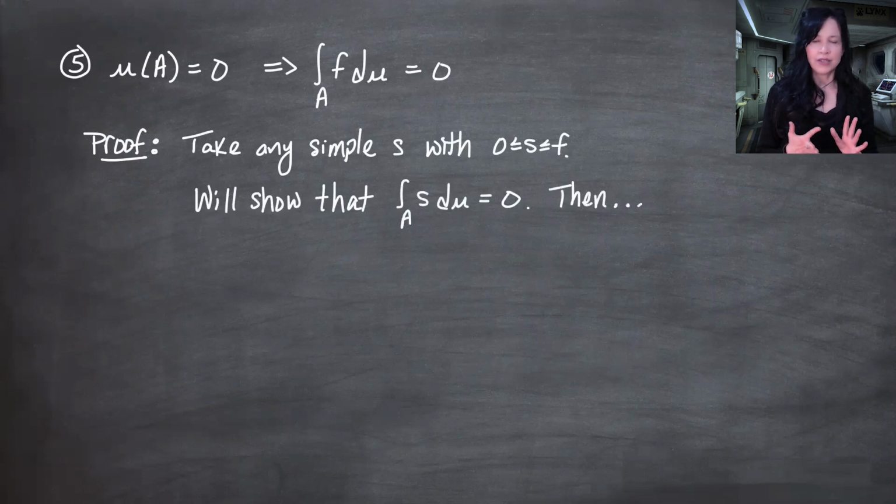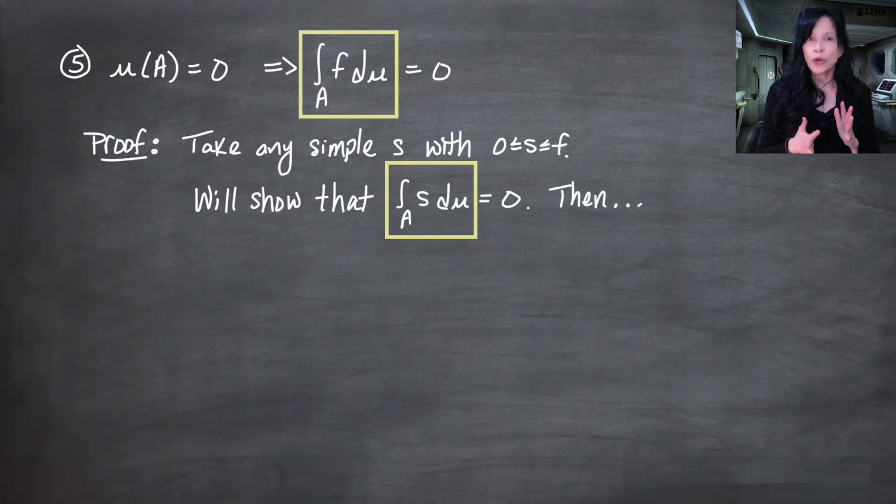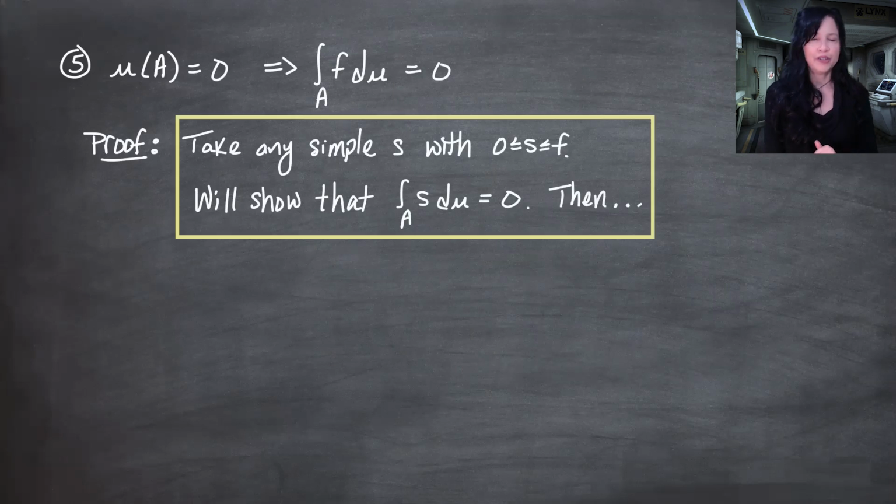And then we're done. I was a little lazy here. The definition of this integral right here is the supremum of all integrals like this when you run over all the simple s trapped between 0 and f. And if every one of those s integrates to 0 over A, then the supremum of a bunch of zeros is 0, and this integral is going to be 0. So we're done. So we just need to show this.